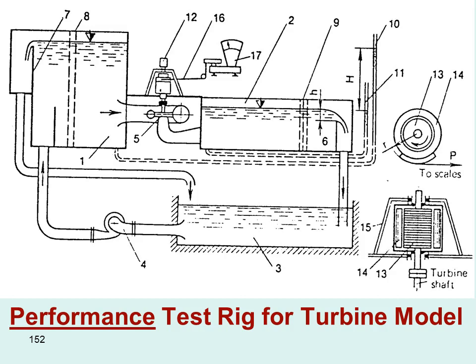Actually, the sketch shown here represents the performance test rig used to evaluate the performance of the model. It consists of two tanks. The pump sucks the water from the lower tank and gives it to the overhead tank, then to the turbine, and then to the downstream tank number 6, and then again to tank number 3.